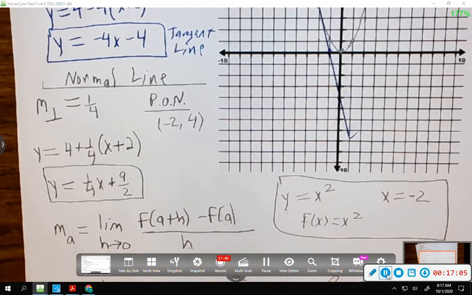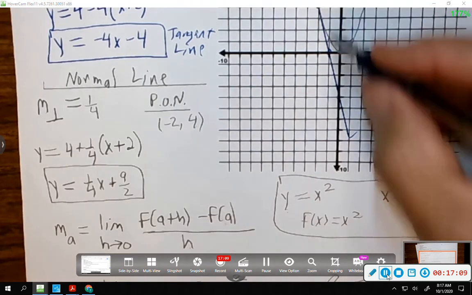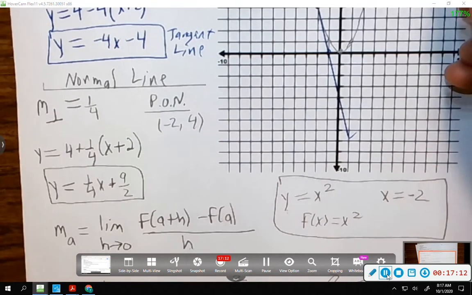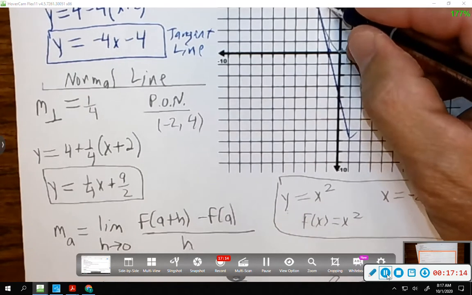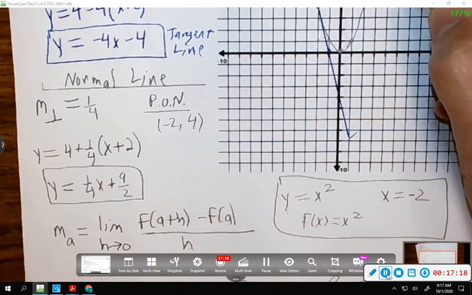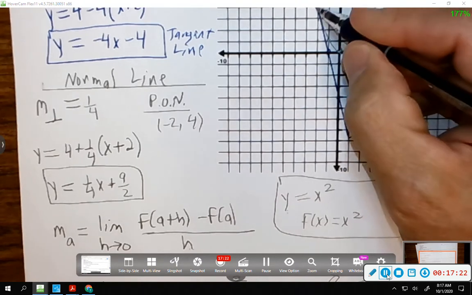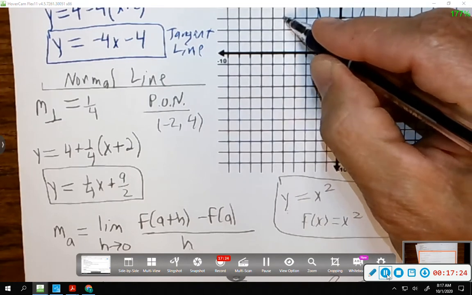Well, can we graph this one? I'll graph this one in purple. It still goes through the same point. But now we're going up 1 over 1, 2, 3, 4. Up 1 over 1, 2, 3, 4. You can count out as many as you want to, okay?